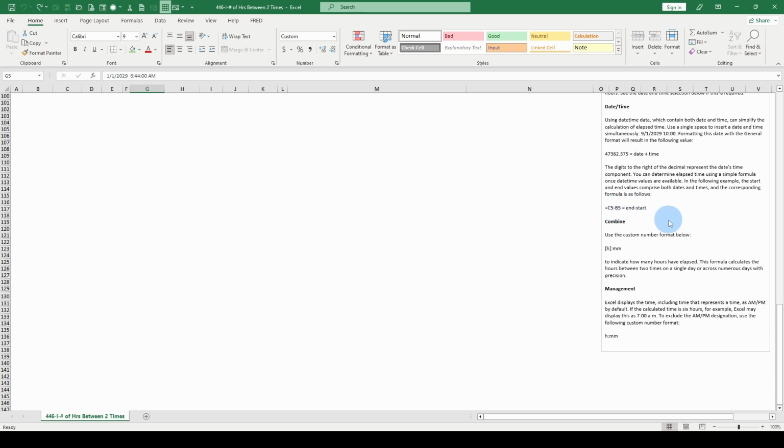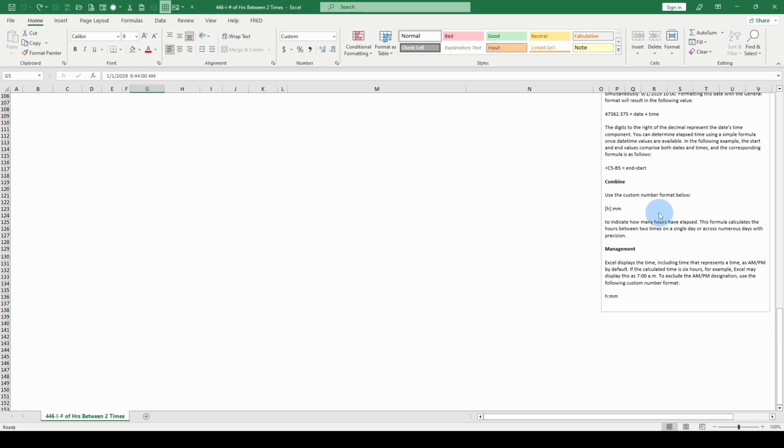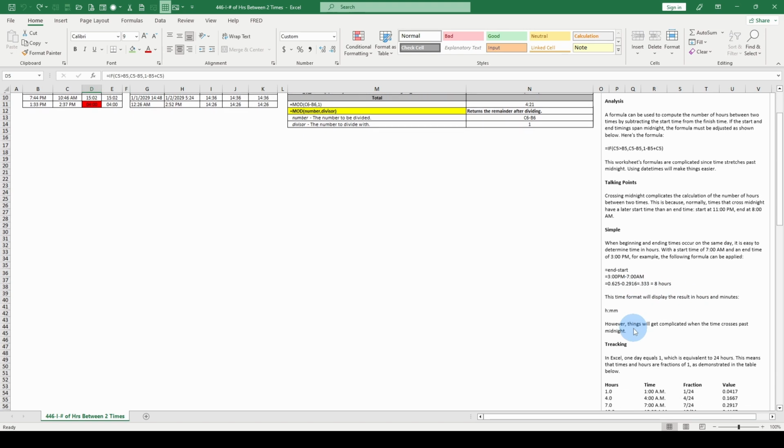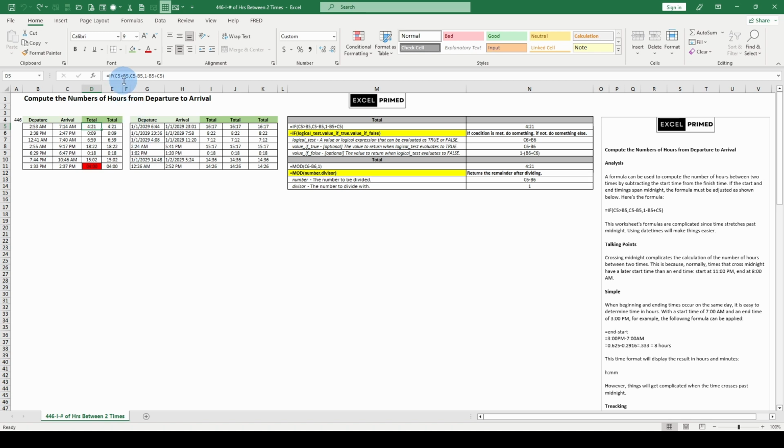C5 minus B5 equals end minus start. Combine, use the custom number format. This is critical. If you're crossing over that 24-hour threshold, this will address that concern. You can see time can be a real challenge. We're going to use this long IF approach.